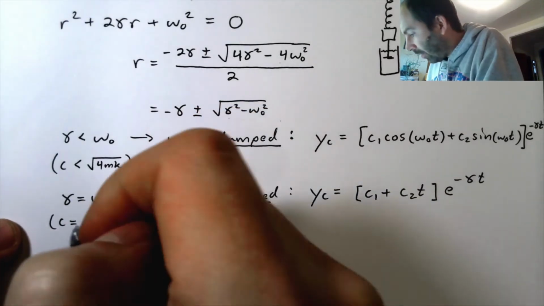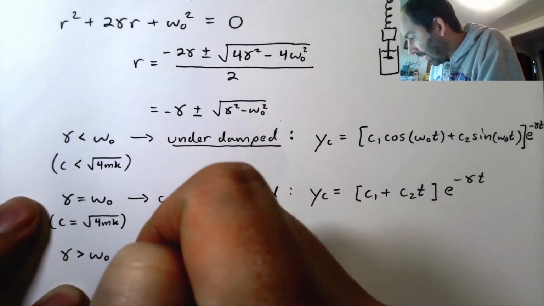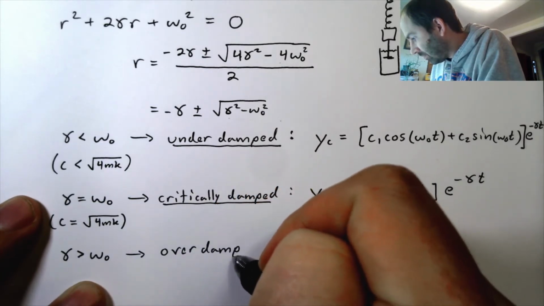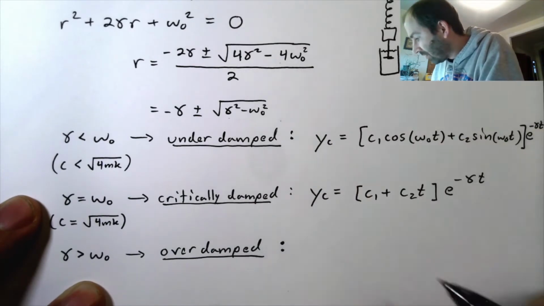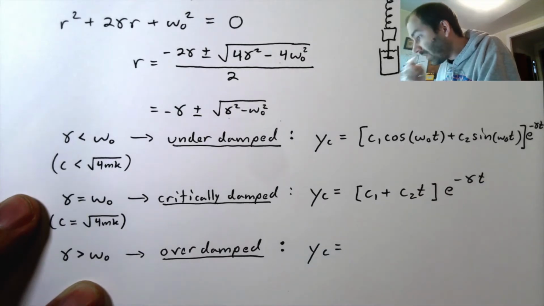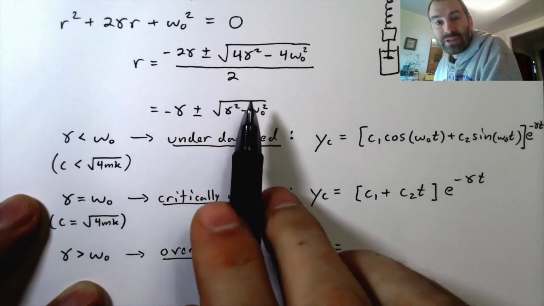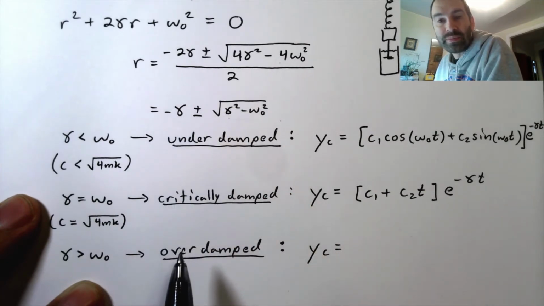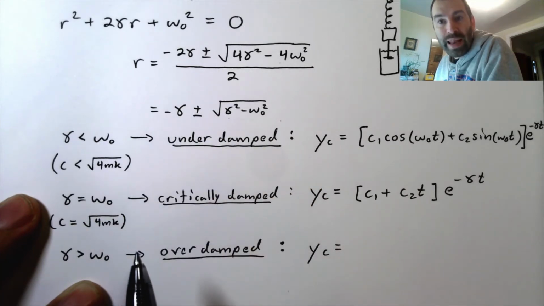Okay? Now, finally, what's the last thing that could happen? Gamma could be greater than omega naught, and that's what we call the overdamped case. This is called overdamped. What does the complementary solution look like? Well, in this case, that means that this thing under the radical is positive, and so we get a real number, and so we have 2 distinct real roots. Both of them, if you look at this, you can see that they're both going to be negative.